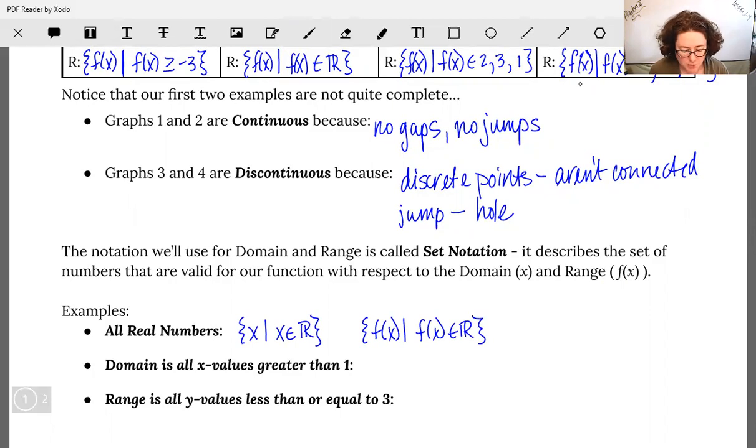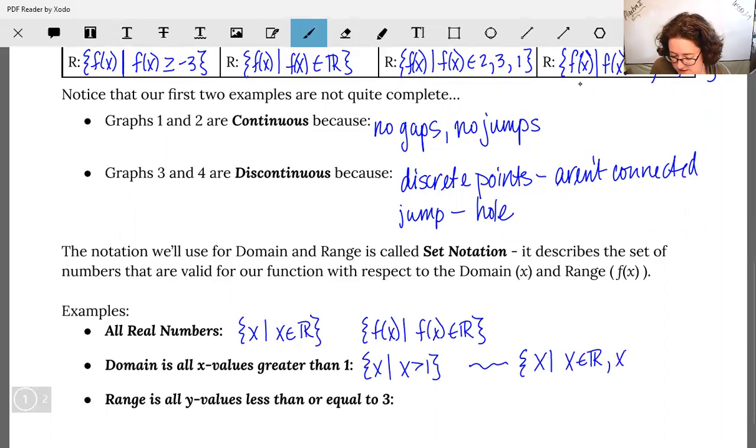We could have something like domain is x value is greater than 1. So for that example, again, I would just use an inequality. So domain is what variable? That's your x, is such that x is greater than 1. Or we could do the very formal version, which I used above, which was x is such that x is in the set of real numbers, but x is greater than 1. Again, you can get as formal as you want.